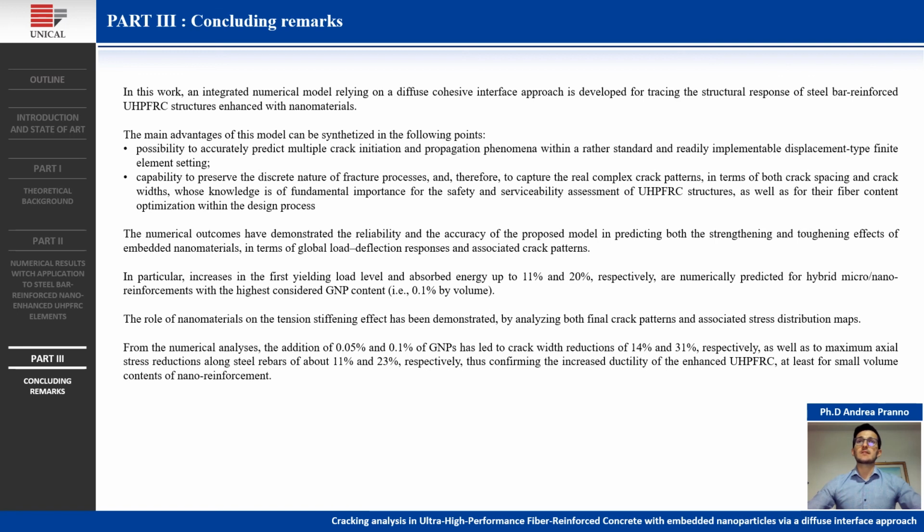In fact, the addition of 0.05% of graphene nanoplatelets allowed a crack width reduction of 14% together with a stress reduction along the steel bars of 11%. And the addition of 0.1% of graphene nanoplatelets allows a crack width reduction of 31% together with a stress reduction of 23%.